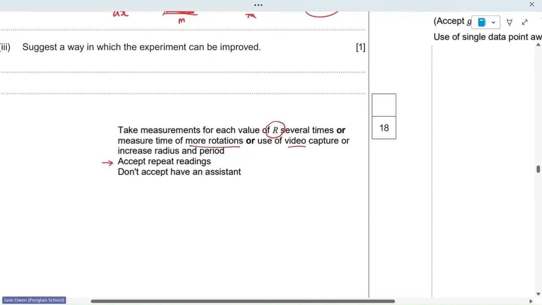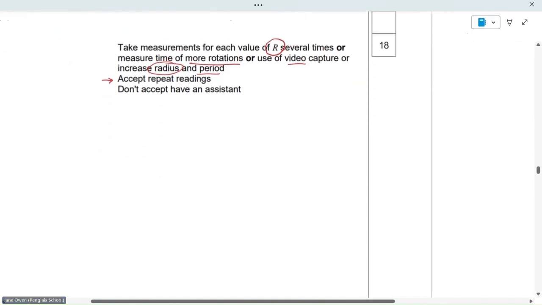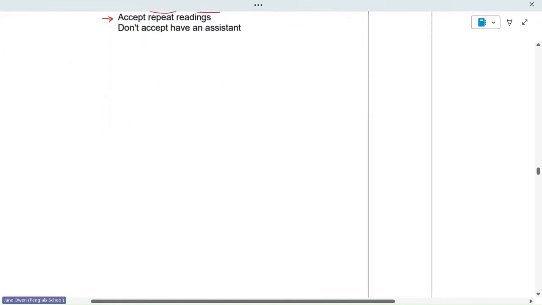In another exam, they might not. So say what you want to repeat. You might want to increase the radius, which gives us a higher period, so the percentage uncertainty in that timing is a lot smaller. Okay, all right, moving on.